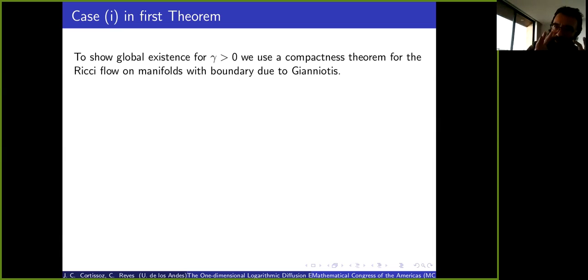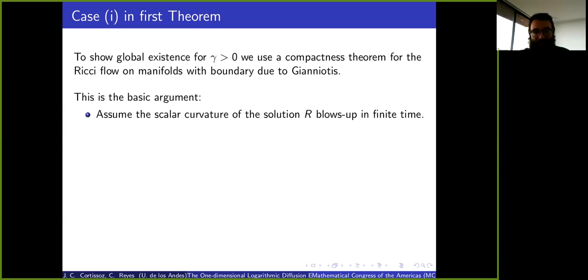This equation, the logarithmic diffusion equation, was studied on its own by people working on PDE using techniques from PDE. There are some results using the Ricci flow. That's also true, not in the case when there is boundary. But when there is boundary, to prove long time existence, we had to use a compactness argument for a geometric flow. And these compactness arguments have a geometric flavor in the sense that you are actually taking limits of manifolds and metrics on those manifolds. Okay. So this is the basic argument.